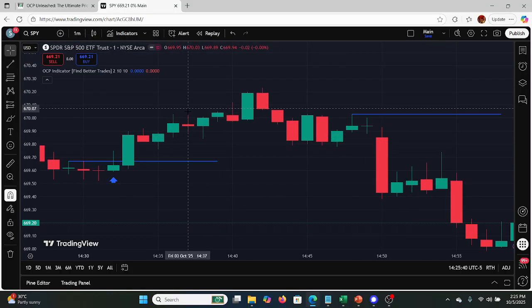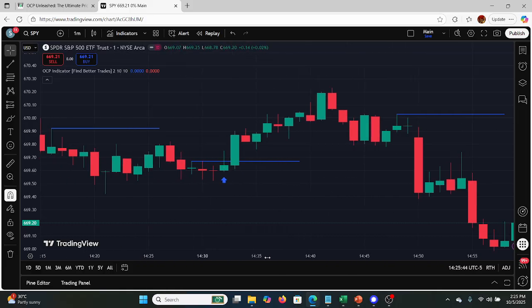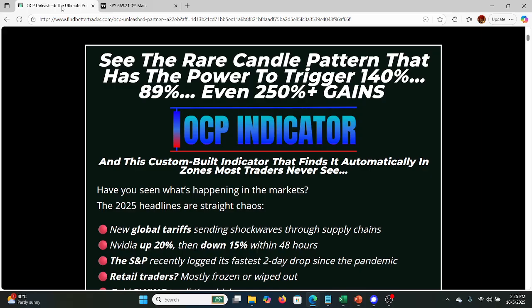Pretty good. This doesn't repaint. These are real legitimate levels that did occur in real time. I watched them print. And I think this is a system that you could really benefit from.